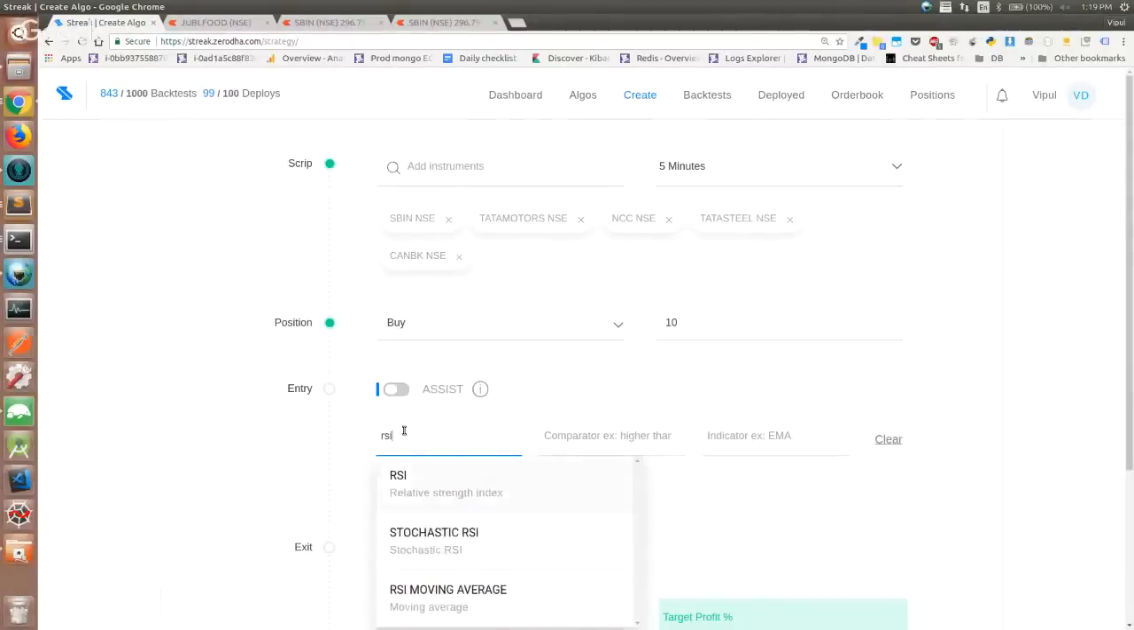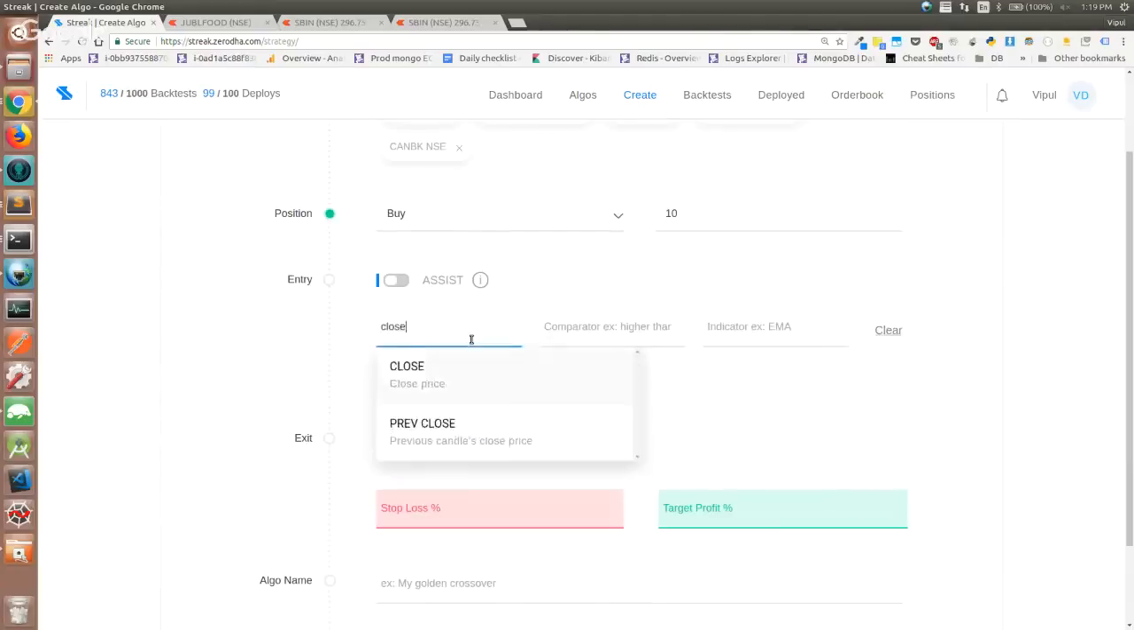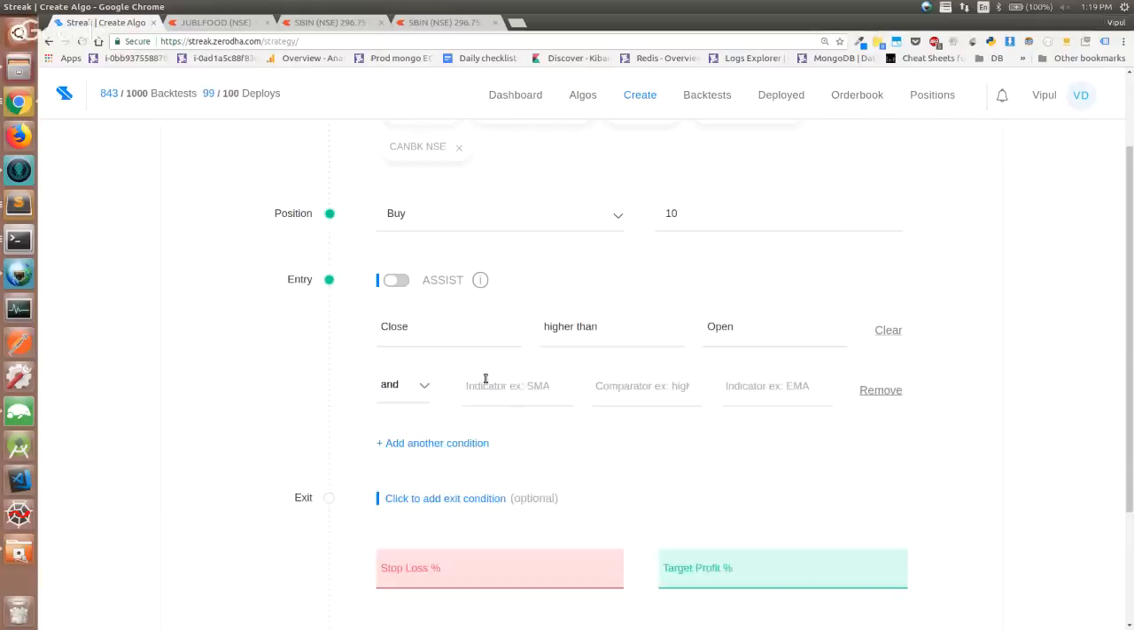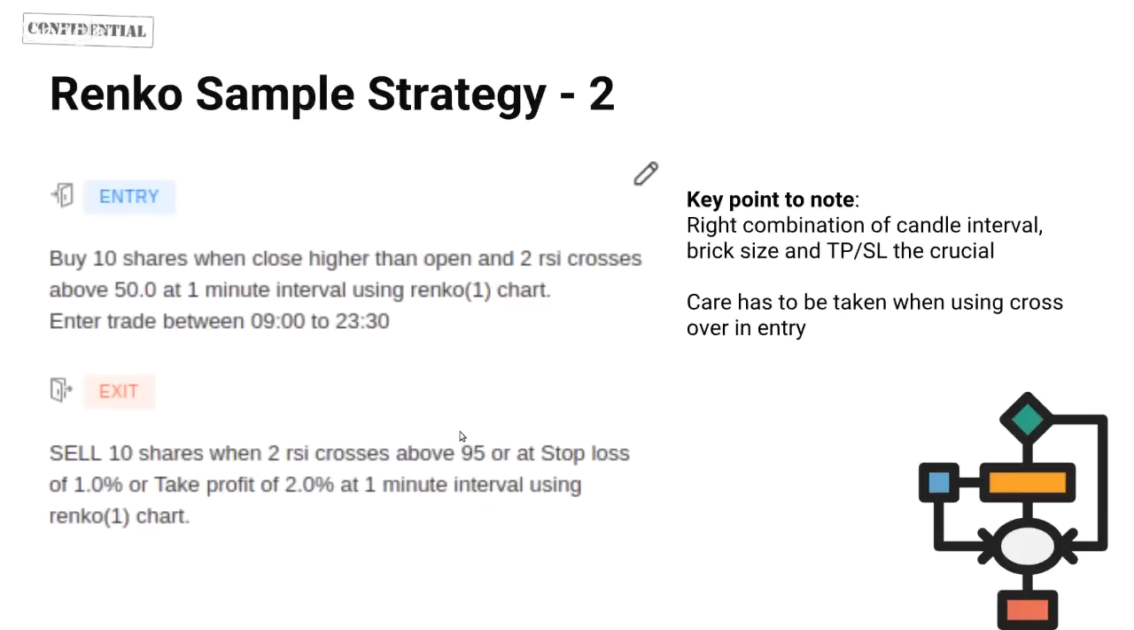So I'm just saying RSI. First it was the green Renko bar, so let me just say that close higher than open, and RSI 2 crosses above number, I'll say 50. These levels can differ based on the RSI period you are choosing, things like that.